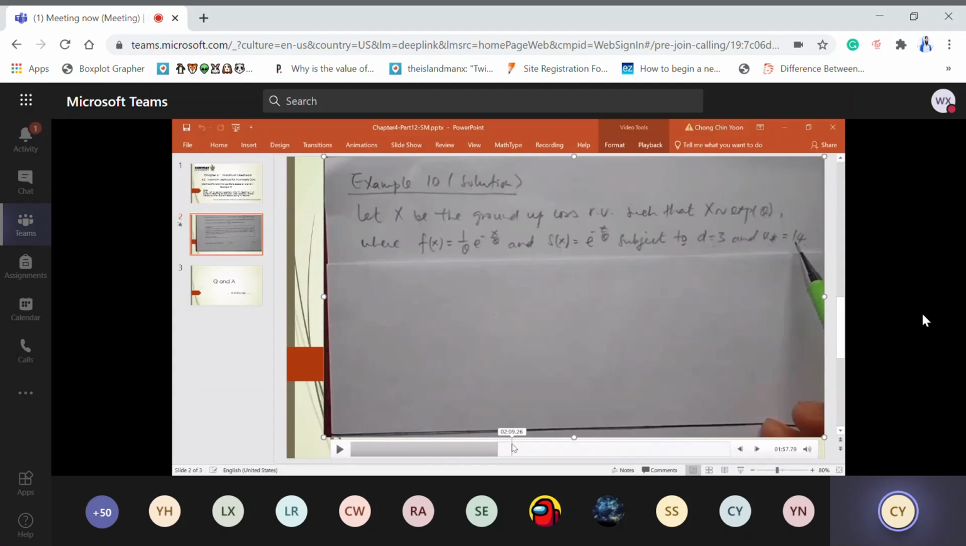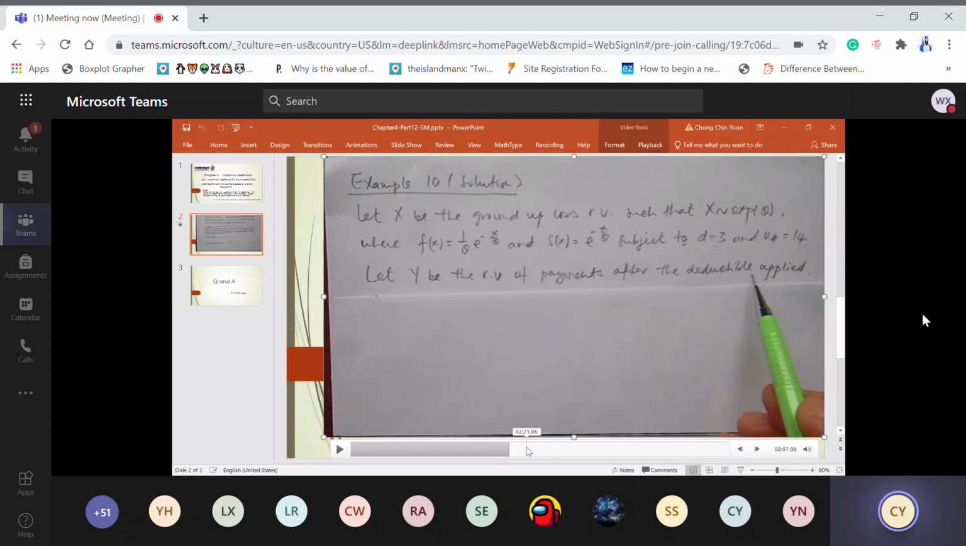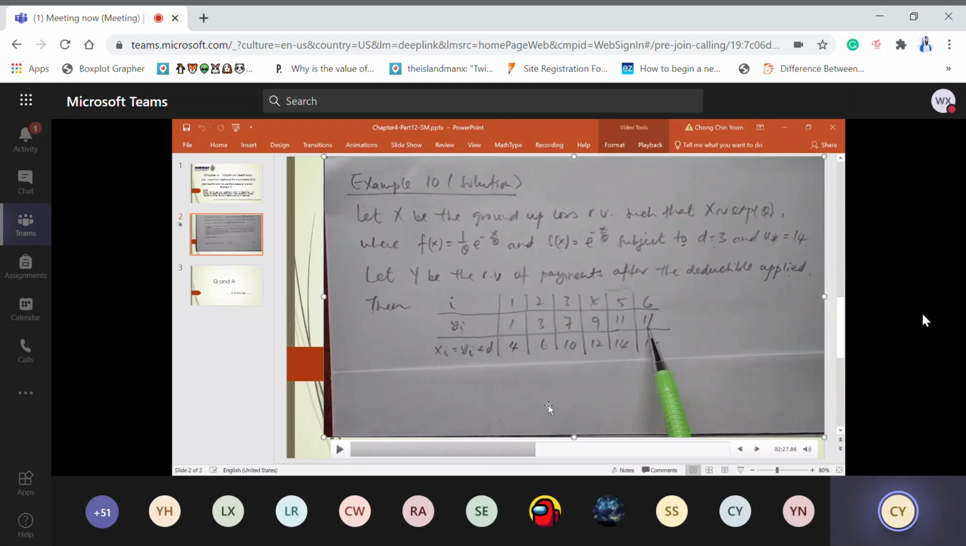From this data here, that is our individual data. So you need to find, because for this question we have a deductible and also a maximum covered loss. That means you have to involve the PDF and also the survival function. Okay, so now you can see that you have to find this data.